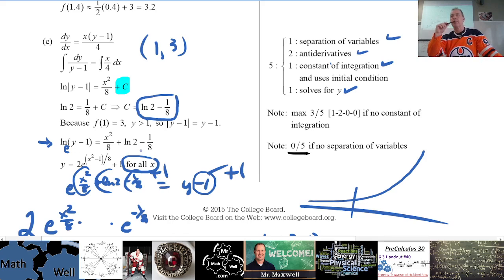Question? The line there where it says because f(1) equals 3 and y is more than 1, that's how they determined that it would be a plus and not a minus. Yeah, that's an interesting method. You're talking about this line here? Yeah. Because f of 1 equals 3, and so if y is greater than 1, then this would be a positive. Yes, I see, yeah. That's one way of doing it.